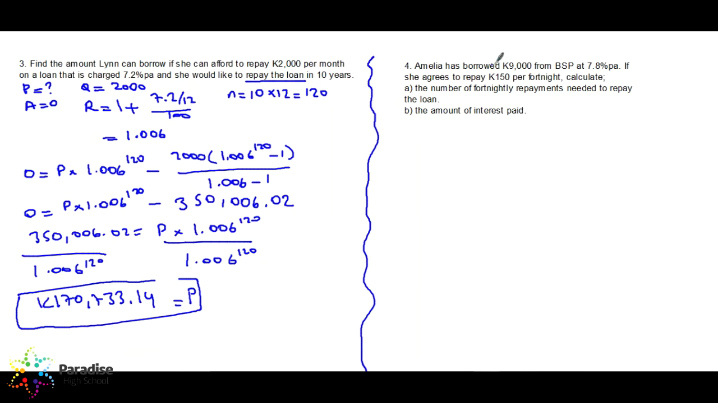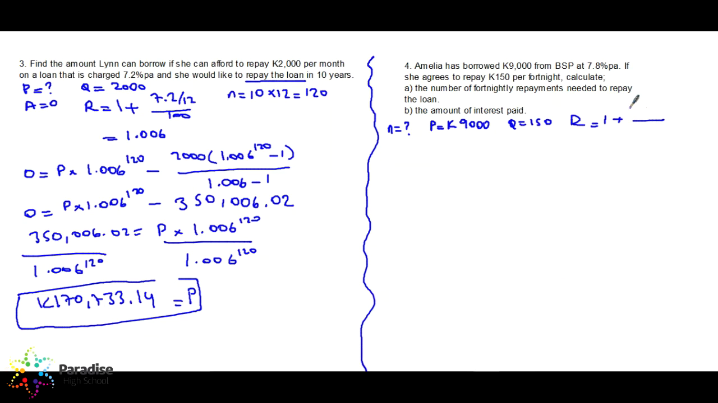Question number 4. Amelia has borrowed 9,000 from BSP at 7.8% per annum. If she agrees to repay 150 kina per fortnight, calculate the number of fortnightly repayments needed to repay the loan. So what is the question here? Number of fortnightly payments means that's the N. Borrowed 9,000 kina. So that is the P. 9,000 kina is the P. What is Q here? Q is equal to 150. And what is R here?